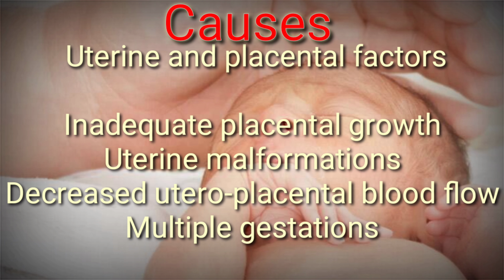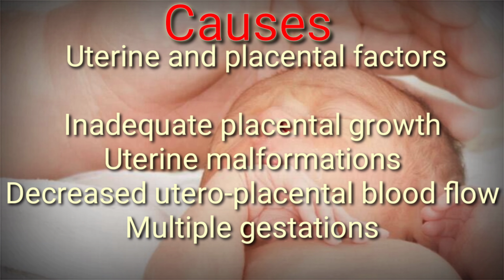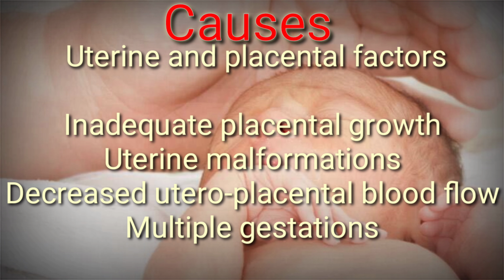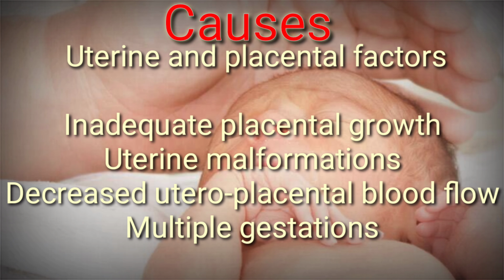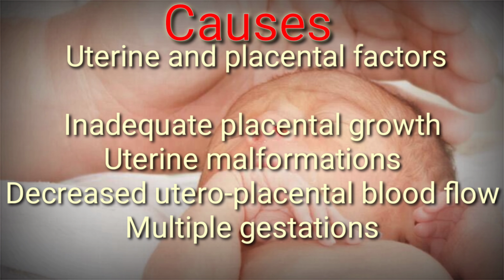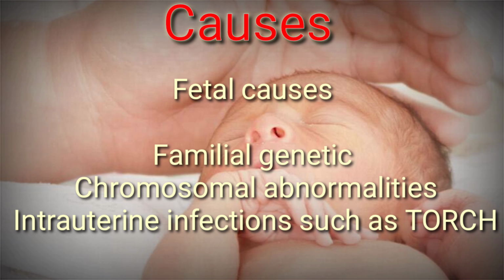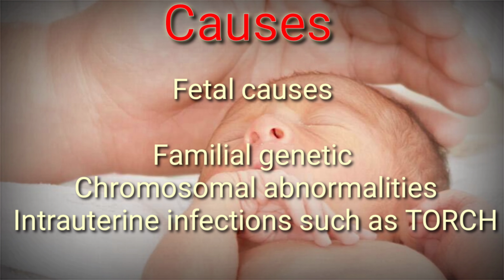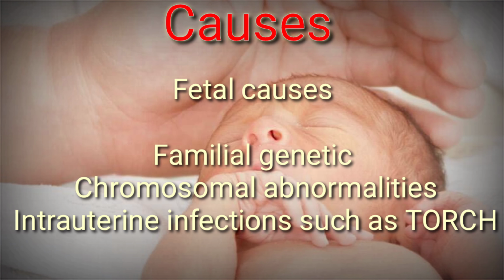The uterine and placental factors include inadequate placental growth, uterine malformations, decreased uteroplacental blood flow such as in toxemias of pregnancy or diabetic vasculopathy, and also multiple gestations. Fetal causes include familial genetic and chromosomal abnormalities and intrauterine infections such as TORCH.